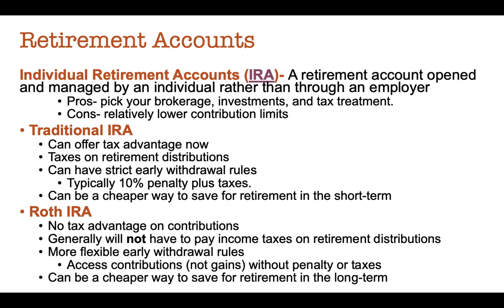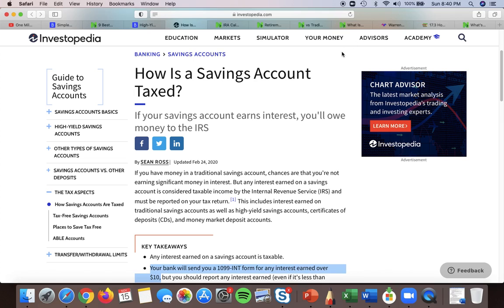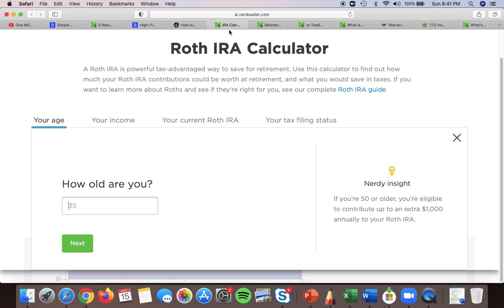Whereas with the traditional and with the 401k, accessing any of it is going to trigger that penalty plus taxes. So that's one of the big benefits of the Roth IRA. So it can be a cheaper option to save for in the long term. So to show you the potential gains of the Roth IRA, I have this cool Roth IRA calculator.